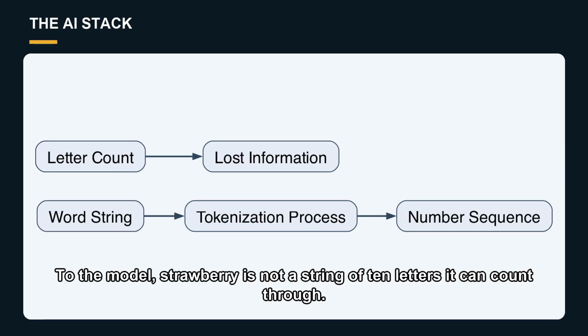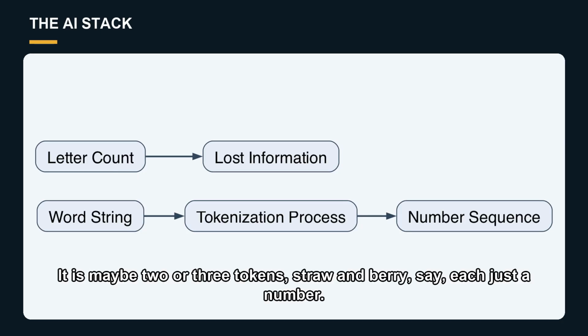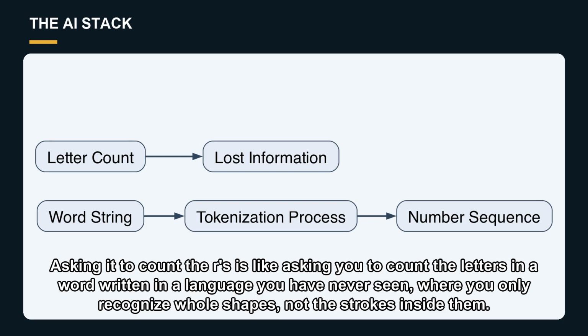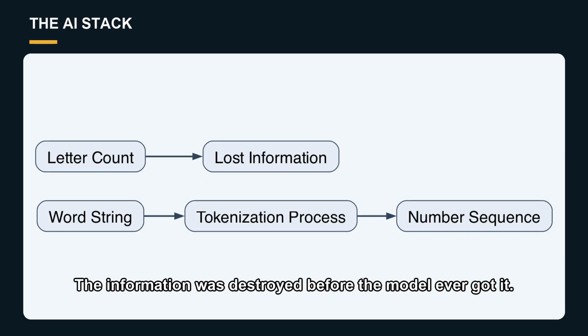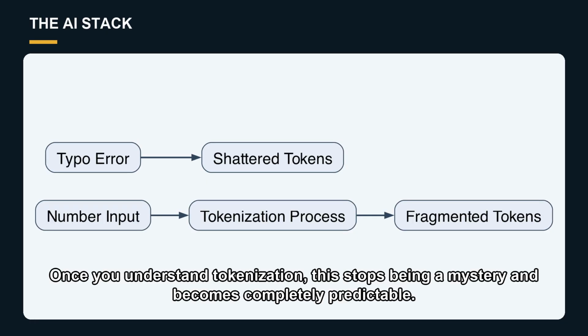To the model, strawberry is not a string of 10 letters it can count through. It is maybe 2 or 3 tokens, straw and berry, say, each just a number. Asking it to count the R's is like asking you to count the letters in a word written in a language you have never seen, where you only recognize whole shapes, not the strokes inside them. The information was destroyed before the model ever got it. Once you understand tokenization, this stops being a mystery and becomes completely predictable.